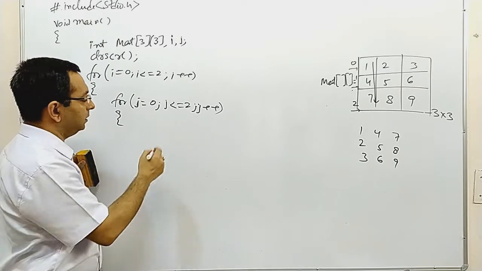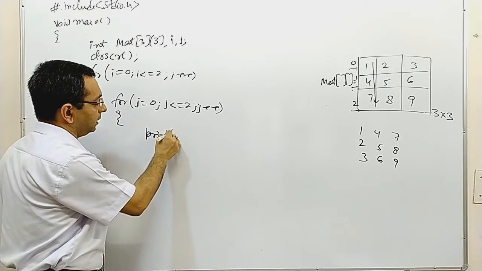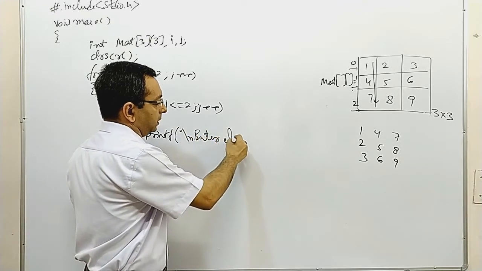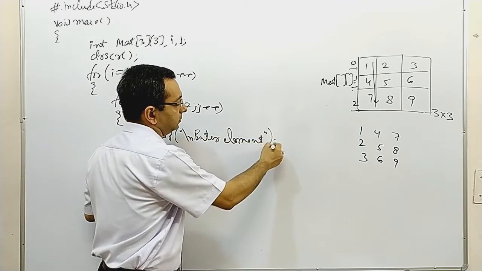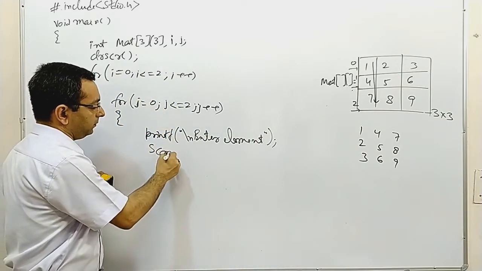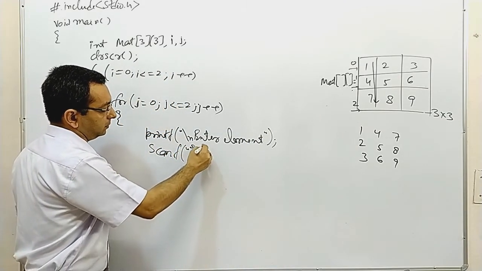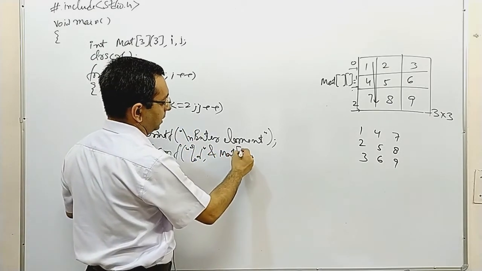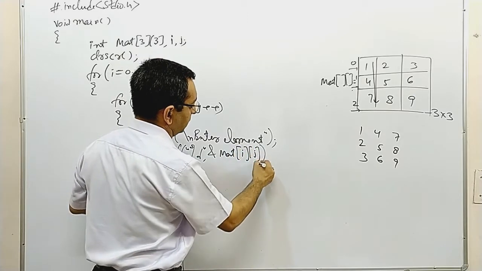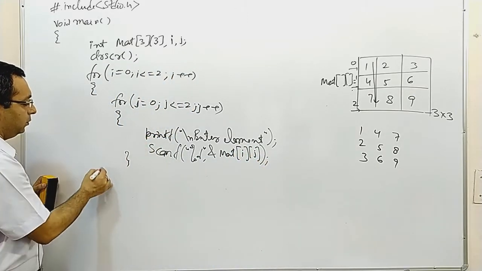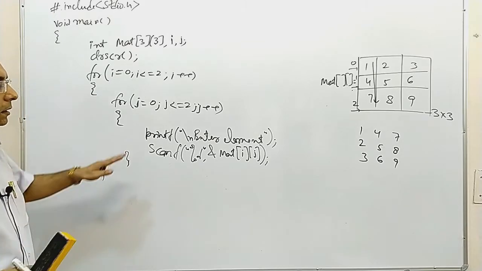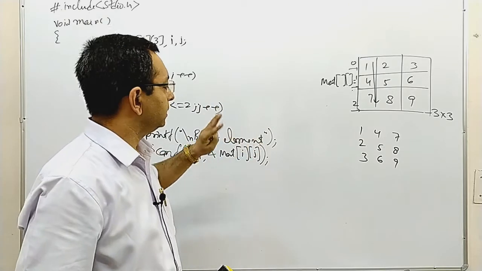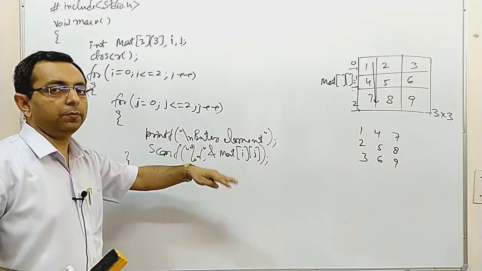Now we have to take input. For taking input we give a message, enter element, then scanf, ampersand mat i and j. We have taken this input as the normal matrix, and now we have to print this matrix, just print, not converting. We are just printing this matrix in the form of a transpose.